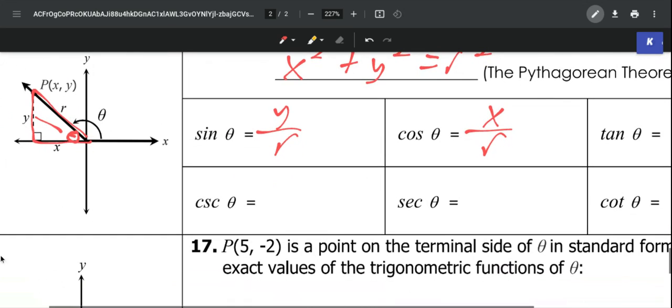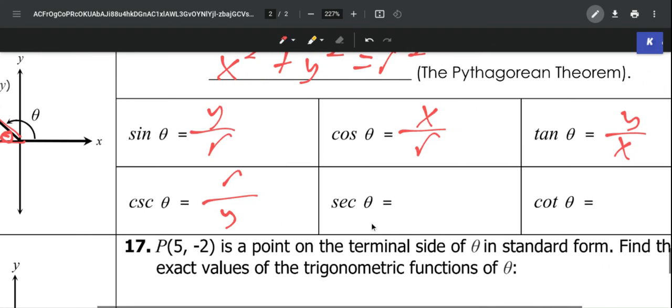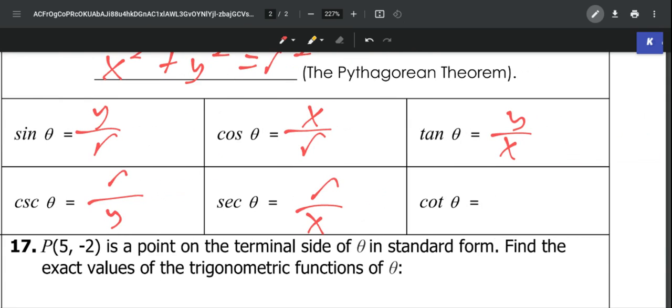Then cosecant is just the opposite of that. I'm probably not going to make you worry about that, but I might, just to refresh your memory. Cosecant is the reciprocal of sine. So if sine is y over r, cosecant is r over y. Same thing for secant. It's the reciprocal of cosine, so it's going to be r over x. And then cotangent is the reciprocal of tangent, so it's going to be x over y.